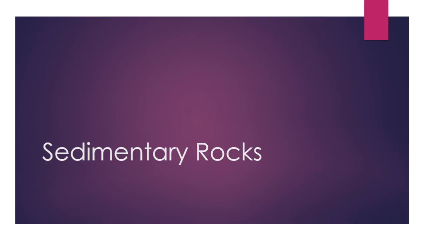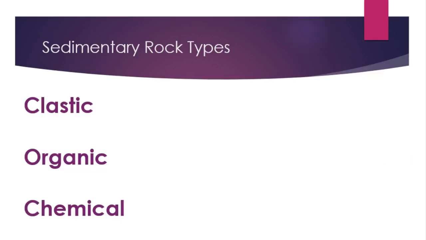We're going to look now at sedimentary rocks, and essentially sedimentary rocks are rocks that are made out of cemented sediments. Now sediments are broken down pieces of either other rocks or, as you're about to find out, dead stuff, organic material. So here's the three types of sedimentary rocks. We're going to look at clastic, organic and chemical.